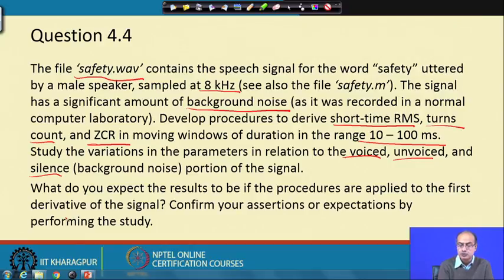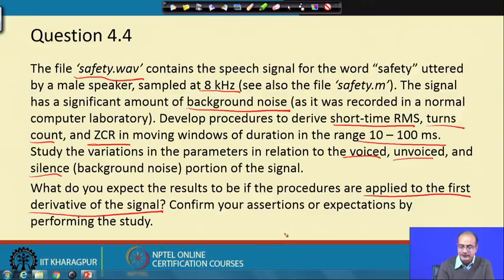And we are asked to look at what would be the result if we apply the same on the first derivative of the signal. Confirm your assertions or explanations by performing the study. We need to do the study to give that. Now, here you would like to know why the first derivative is suggested.